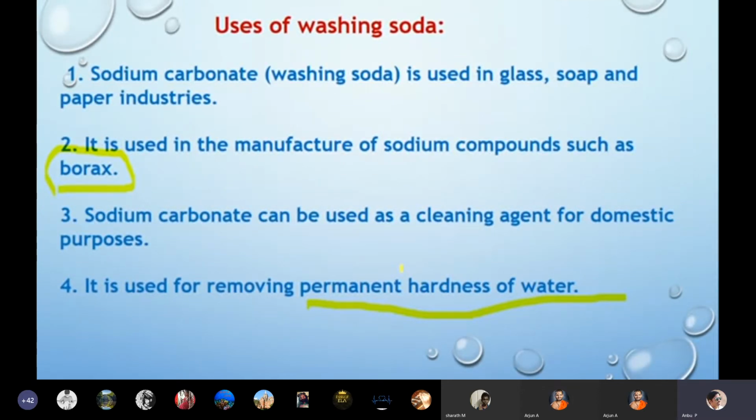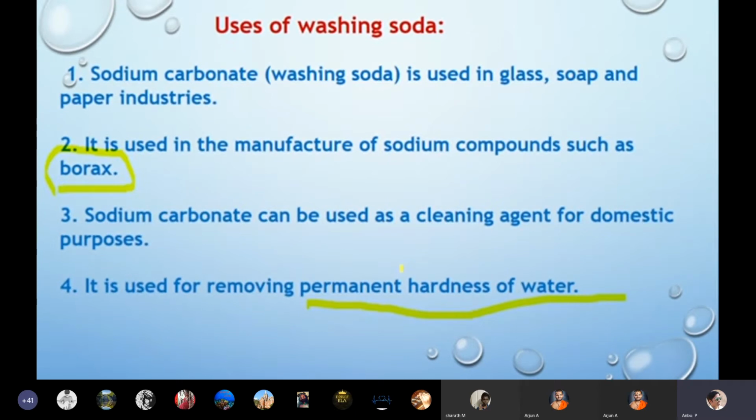So how does this washing soda remove the salt present in the water? You may ask a question. Washing soda itself is a salt, so how is it going to remove the salt present in the water? What is the role of this washing soda? When the washing soda enters the water, it pulls down all the salt content present in the water, and it gets deposited at the ground level. So above that level you will get the soft water. That is how washing soda is used to remove the hardness of water.